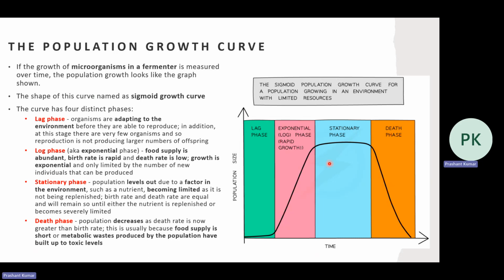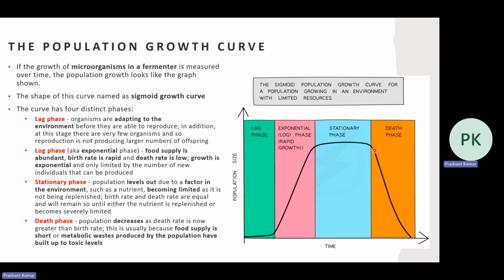After this, again, a time will come. The raw material will be less, will be finished, will be used up. There is nothing, so there is a saturation phase, right? The stationary phase is the phase in which the population levels out due to factors in the environment, such as nutrients becoming limited, right? Birth rate and death rate are nearly equal, and they will remain so until the nutrients are replenished or become severely limited.